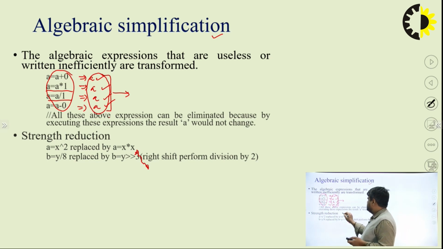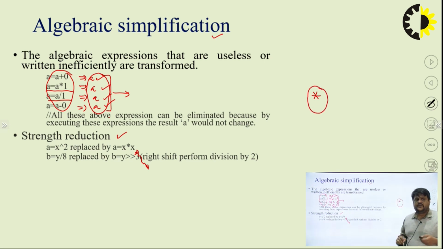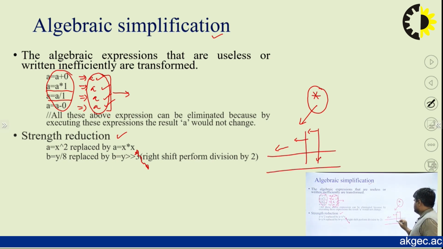Second algebraic simplification is the strength reduction, right or not right? Strength means power. So you have to reduce the power of the operator, then the computation time gets reduced, or optimized. Basically, if you write a multiplication inside your program, what happens? This multiplication, from the architectural or hardware point of view, is performed by the shift and after that addition, right?